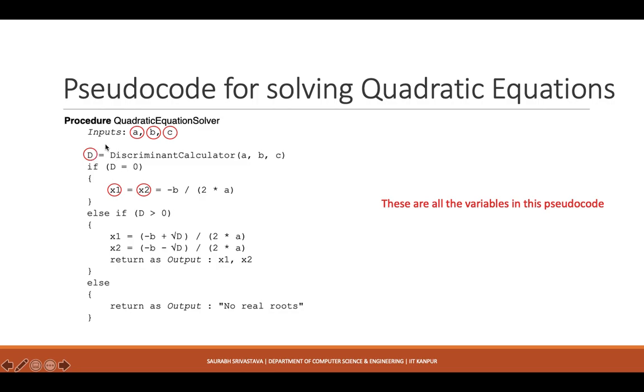And similarly D, it's quite clear, right? It is going to hold a value which is going to come from the discriminant calculator procedure. Similarly, x1 and x2 are going to get some value which is being evaluated from here.